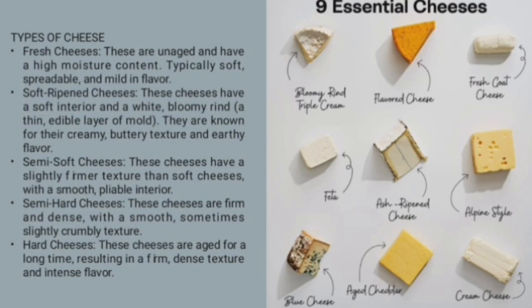Semi-soft cheeses have a slightly firmer texture with a smooth, pliable interior. Semi-hard cheeses are firm and dense with a smooth, sometimes crumbly texture. Hard cheeses are aged for a long time, resulting in a dense structure and intense flavor.